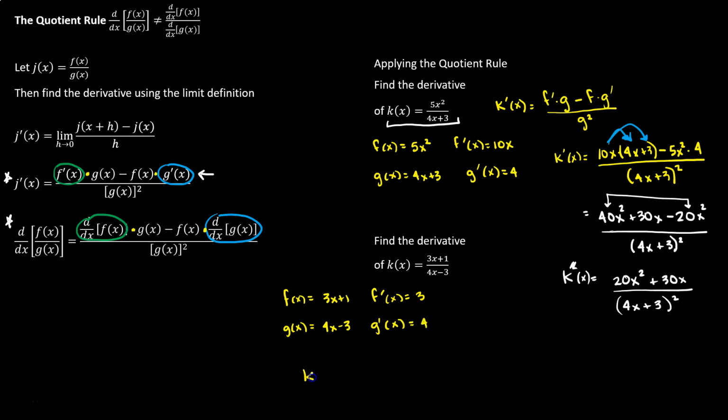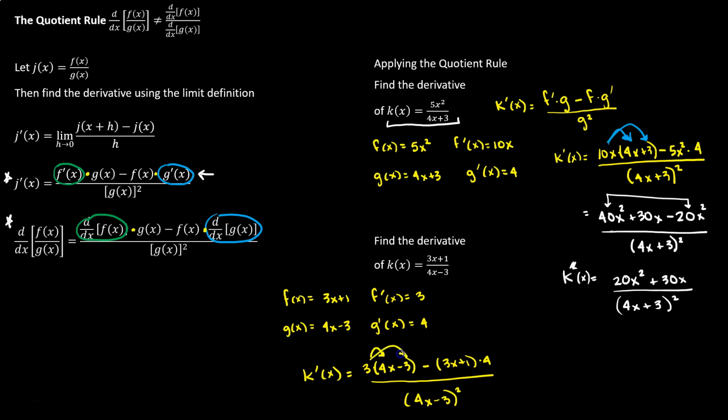So now when we go to do k prime, we will have f prime times g of x minus f, the original f, times g prime. And then all of that is divided by the original g, the OG, squared. And then of course we would want to try and clean that up.